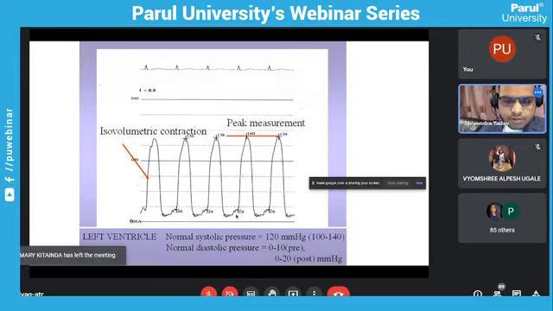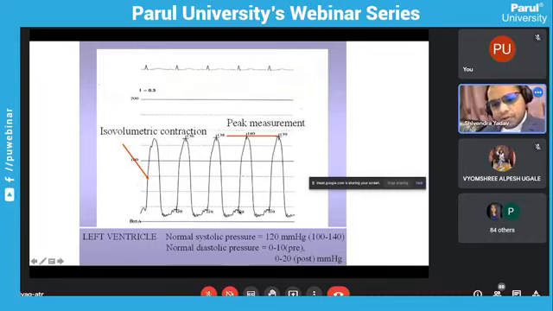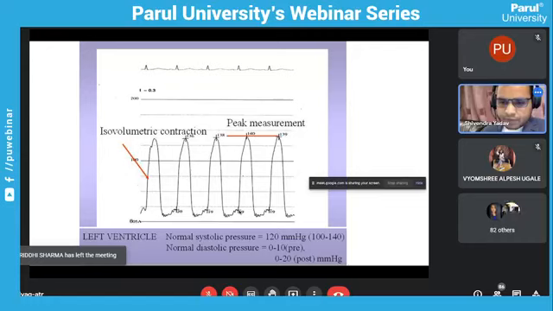If you see this point, this is LV end diastolic pressure, and this is important in patients with coronary artery disease, cardiomyopathies, or any pericardial diseases. We monitor this end diastolic pressure. As you see, normal is 2 to 12. If it is above 12, it is elevated.